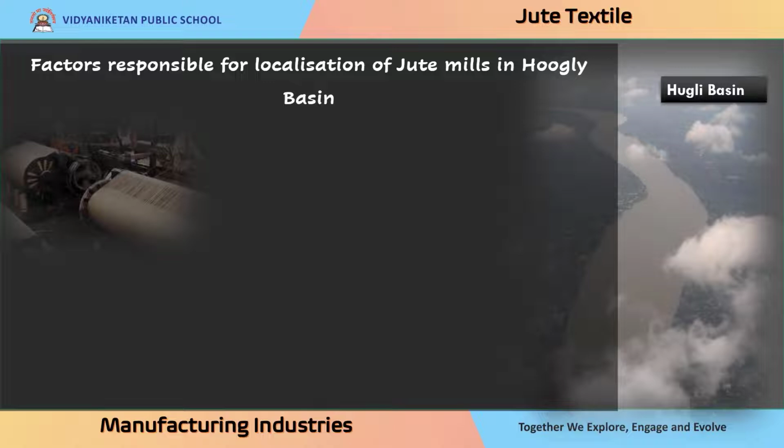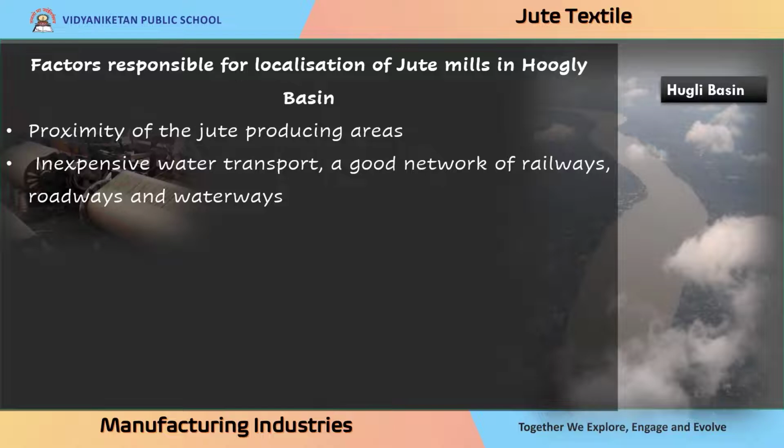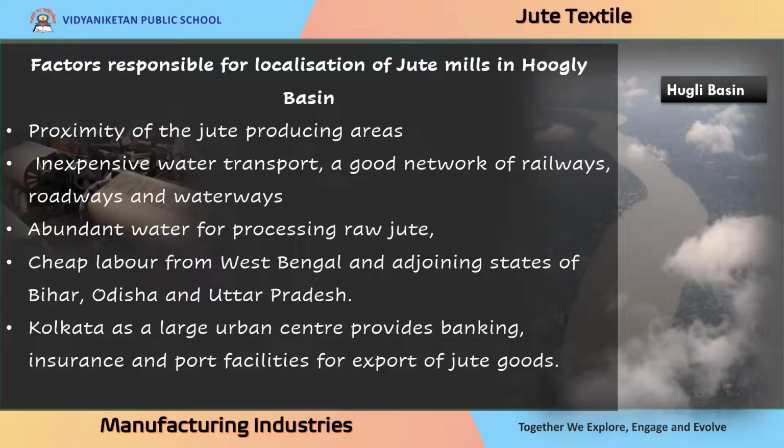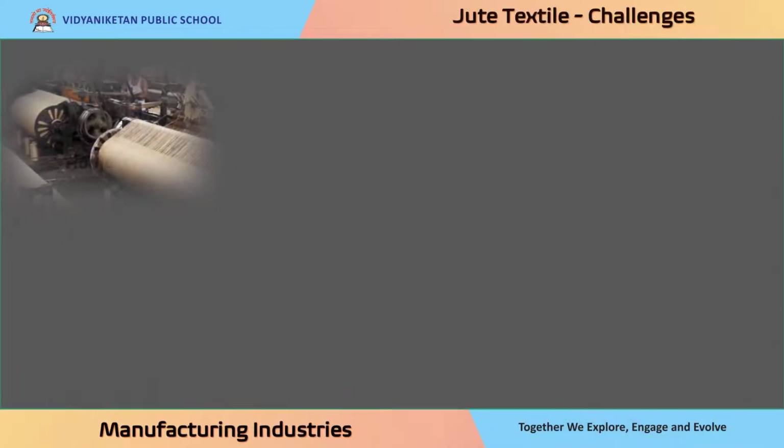Factors responsible for localization of jute mills in Hooghly Basin are as follows. Proximity of the jute-producing areas. Inexpensive water transport, a good network of railways, roadways and waterways. Abundant water for processing raw jute. Cheap labor from West Bengal and adjoining states of Bihar, Odisha and Uttar Pradesh. Kolkata as a large urban center provides banking, insurance and port facilities for export of jute goods.